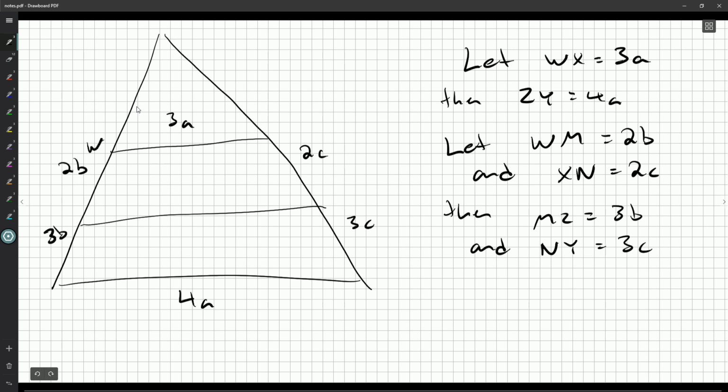Before we go any further, if you're going to create a picture like this, you should say, let P equal the intersection of the extension of WZ and XY. So just extend them until they meet up here, is the idea.